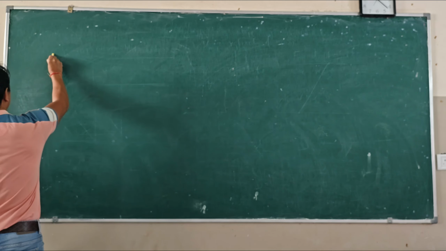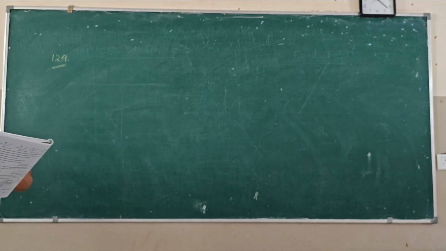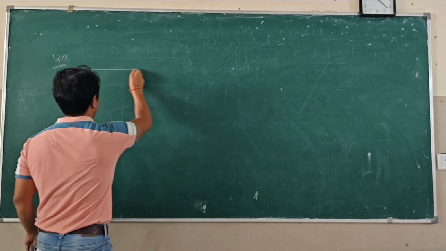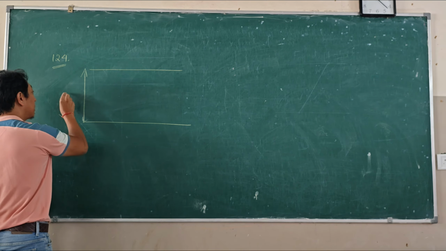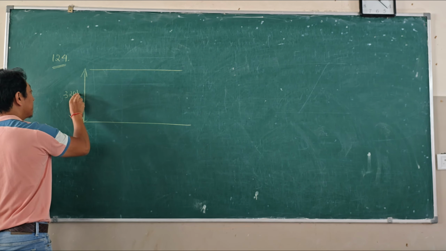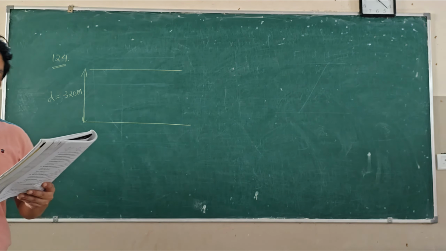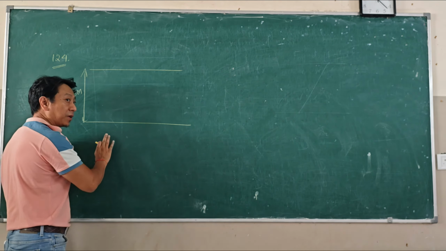Question number 124. A man crosses a 320 meter wide river. So there is a river which is 320 meter wide. Who is this? Small d. Such that it moves perpendicular to the current. So the person moves perpendicular to current.